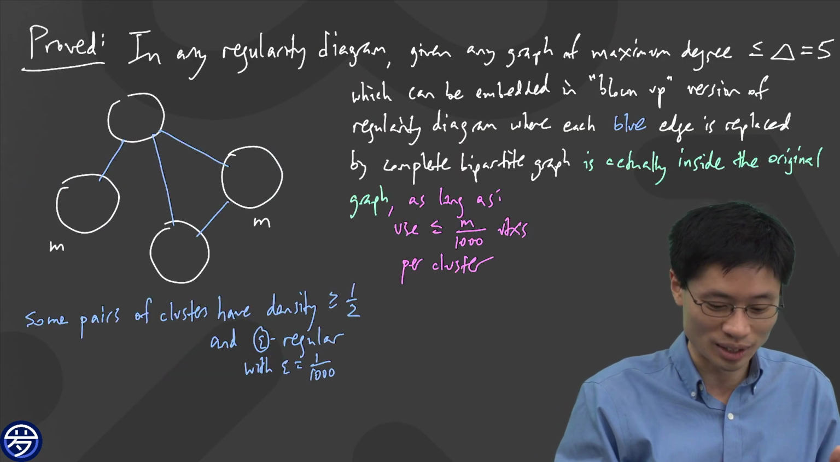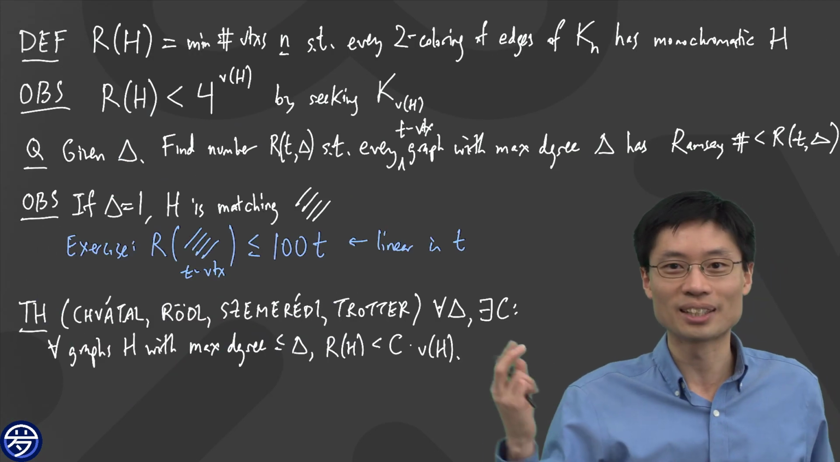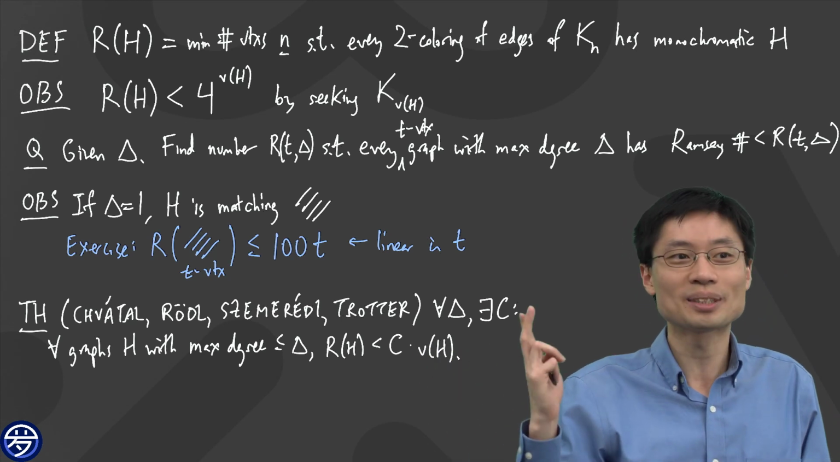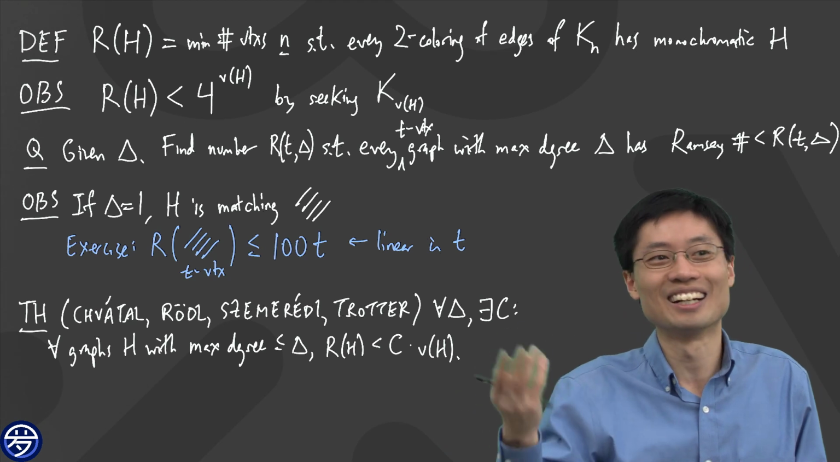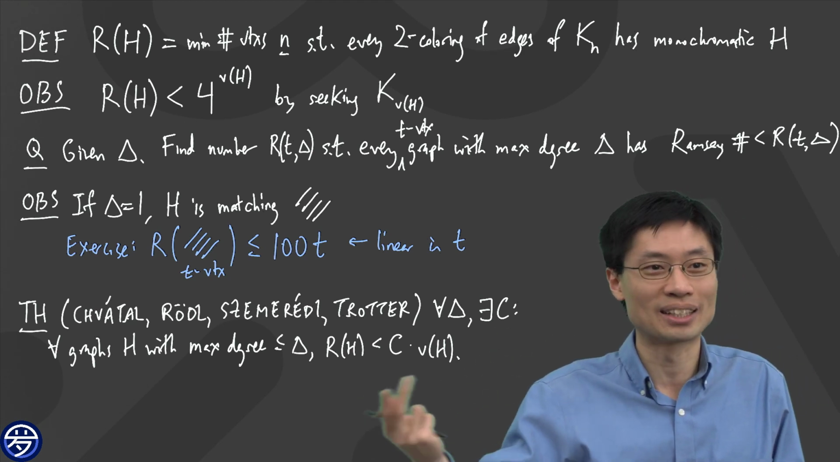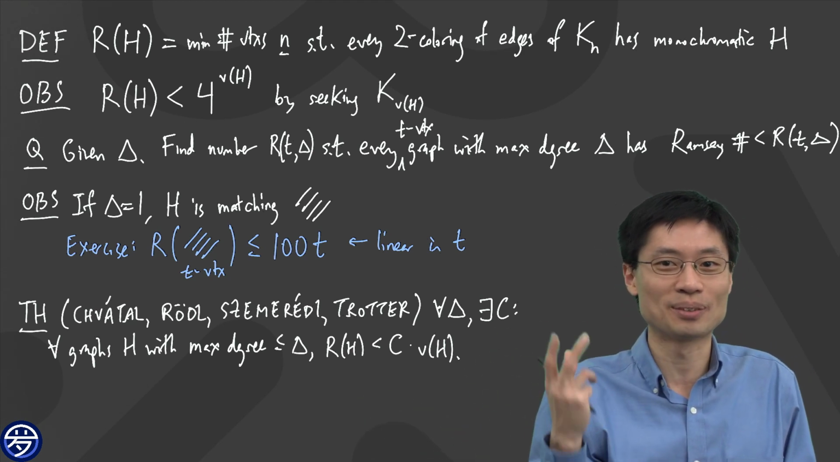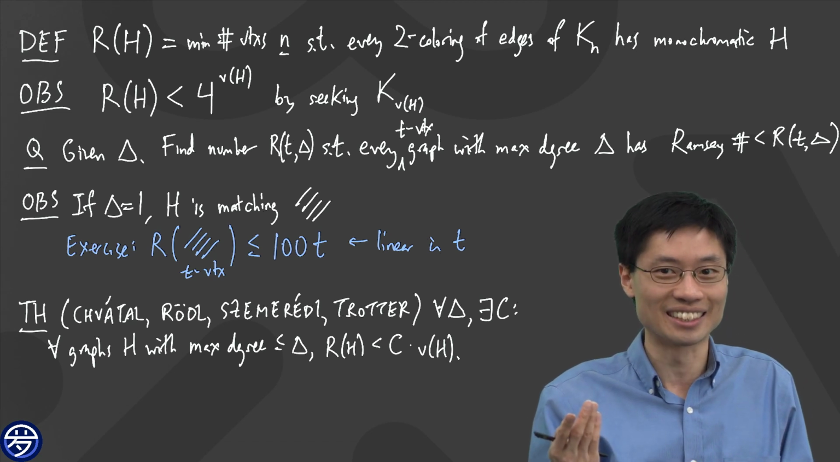A ridiculously amazing bound, where you can get a linear Ramsey number. Linear! Of course, the constant here is not that great. And there are other proofs that can get a better constant. But it's very interesting to be able to tie everything together like this.